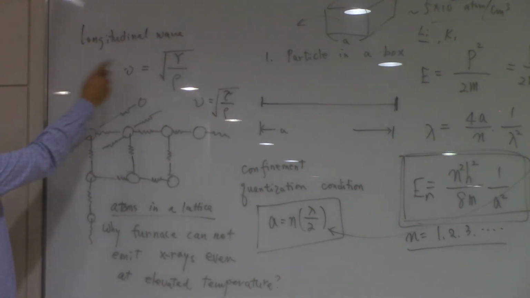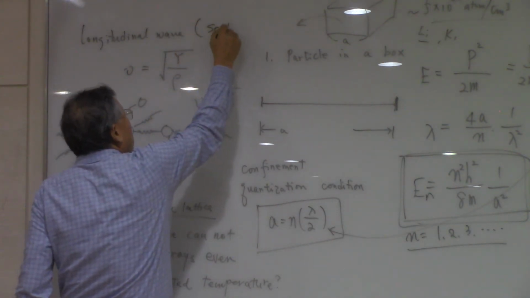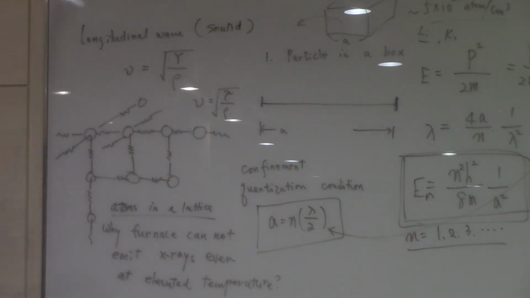But in a longitudinal wave, like sound, the velocity is related to the Young's modulus, and Young's modulus is what? It is the hardness of the material, right? So when you have a railroad, the sound can propagate a very long way because the steel has a very high Young's modulus.